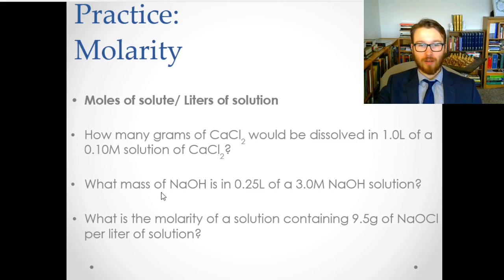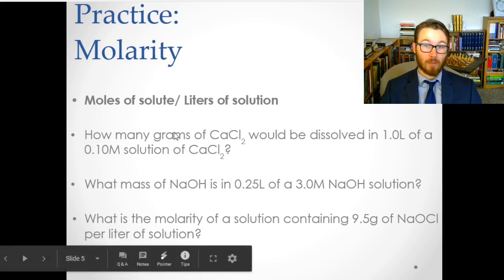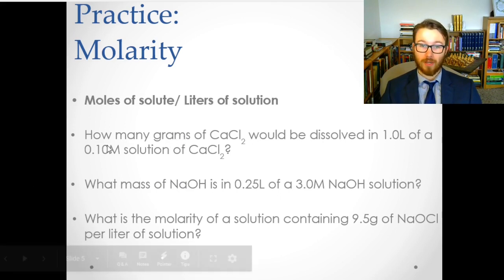The second one here, what mass, which is to say how many grams, of sodium hydroxide is in a 0.25 liter of 3.0 molar sodium hydroxide? Well, we have molarity and we have liters. Same thing, you have to solve for moles and then convert moles to grams. Remember, to convert moles to grams, you're going to take moles times the molar mass. Molar mass comes from the periodic table.